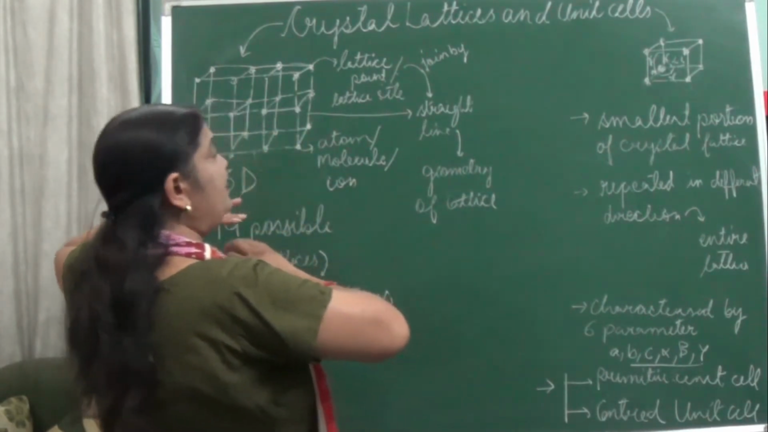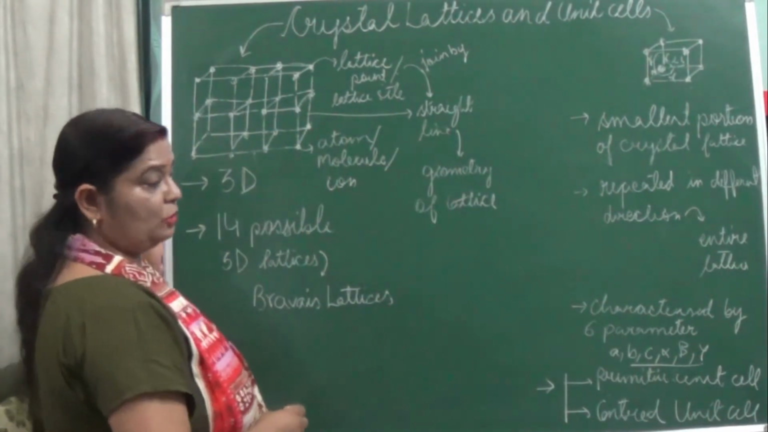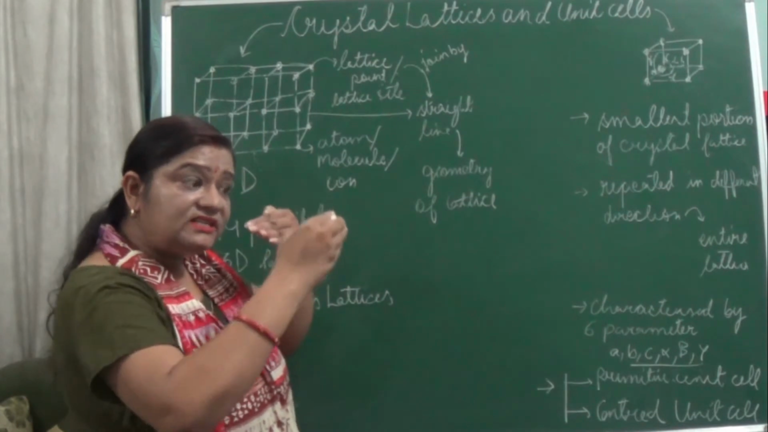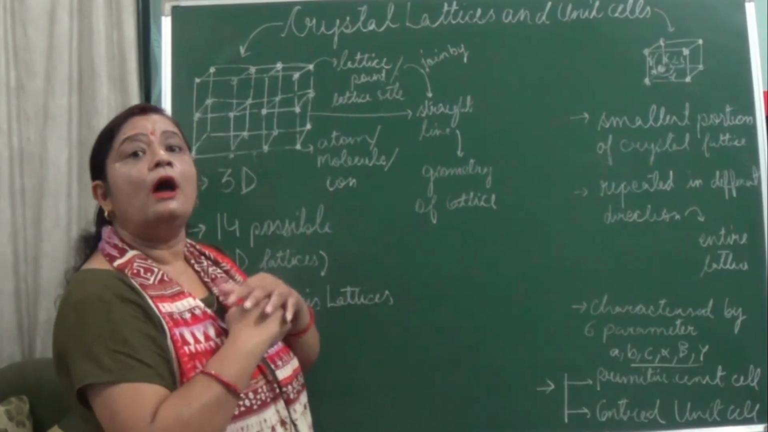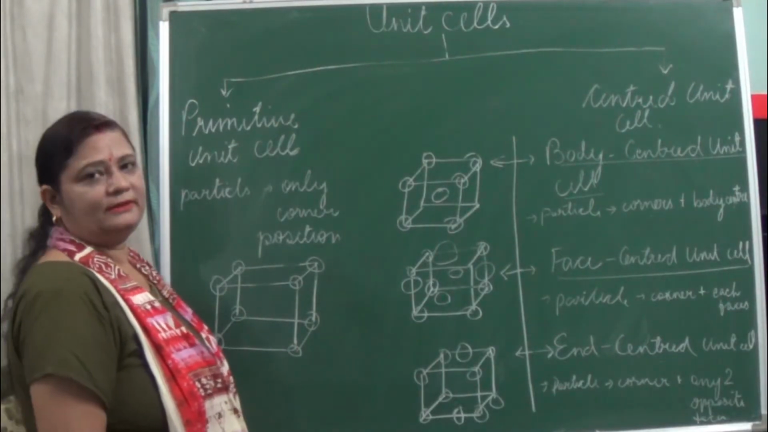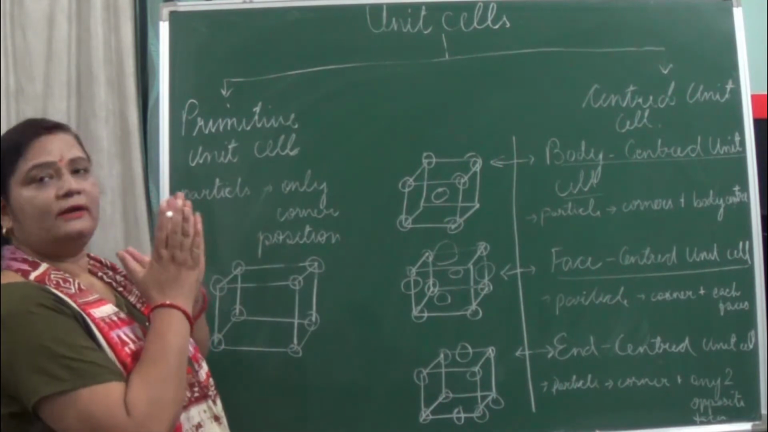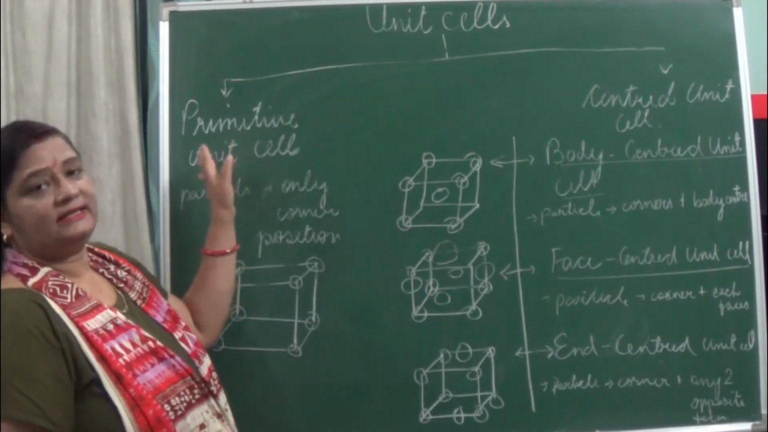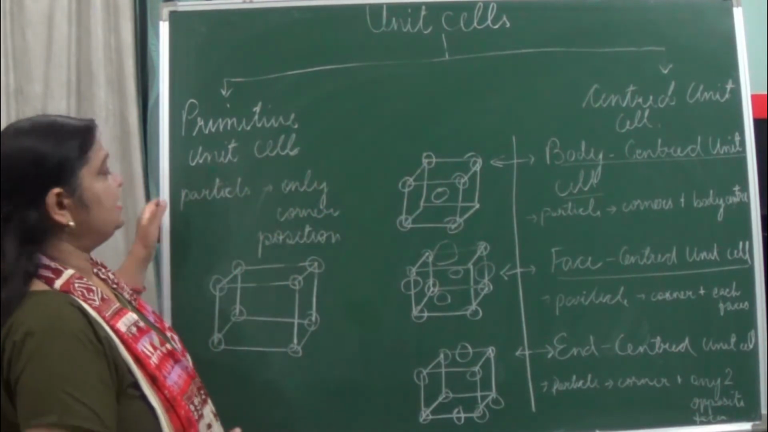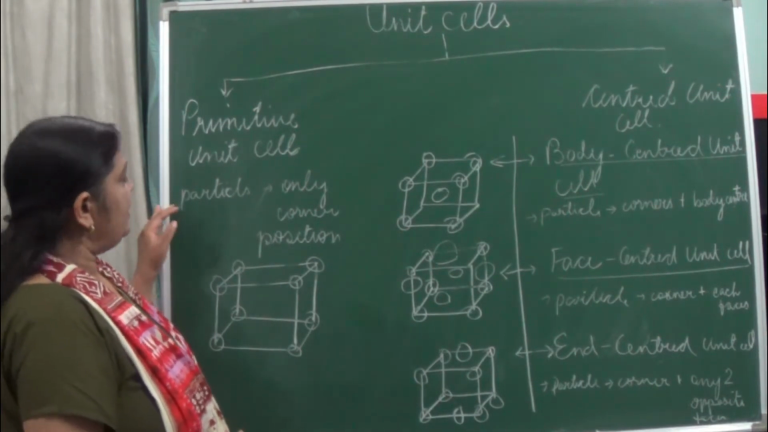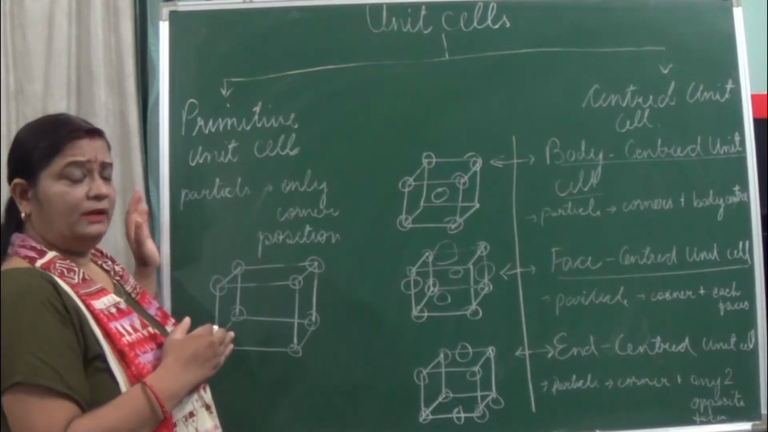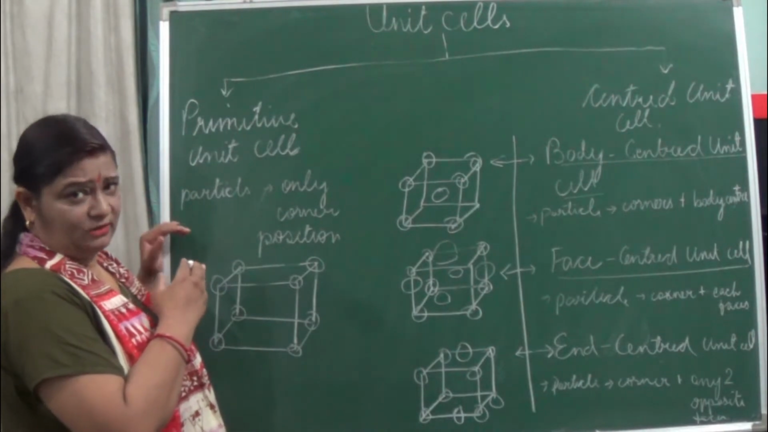So here the basic idea of the lattice you have got. We are going to study how these unit cells are arranged in the lattices to give the different structures. Unit cells, I said, are the smallest portion of the lattice, and they are broadly of two types, primitive unit cell and centered unit cell. First let us start with the primitive unit cell. Primitive means old, the most simple one, so the structure will not be a complex one.